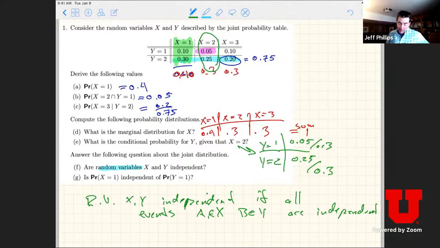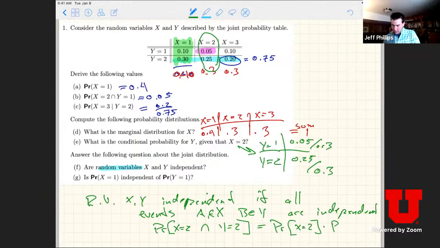Okay, and so I can look at the event. One thing I can check is, let's look at this one case here. I can say the probability that I've calculated, the probability that x equals 2 and y equals 2, should be equal to the probability that x is equal to 2 times the probability that y is equal to 2, right?